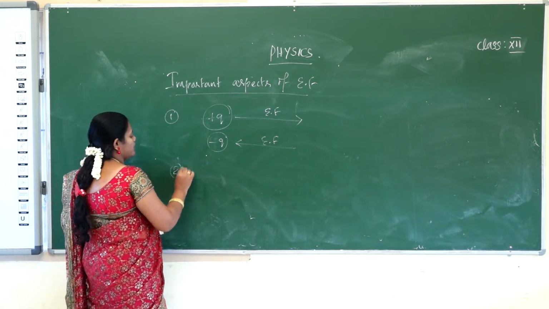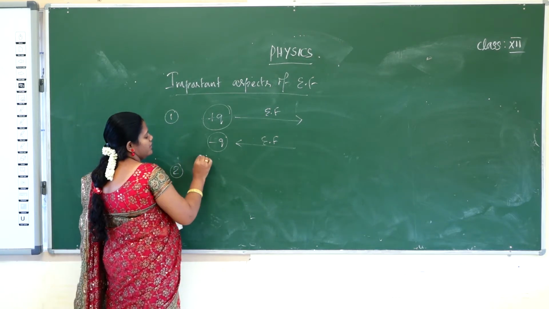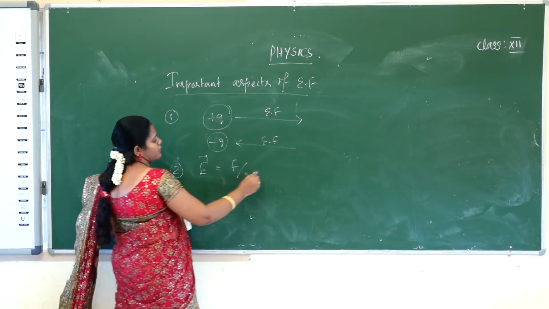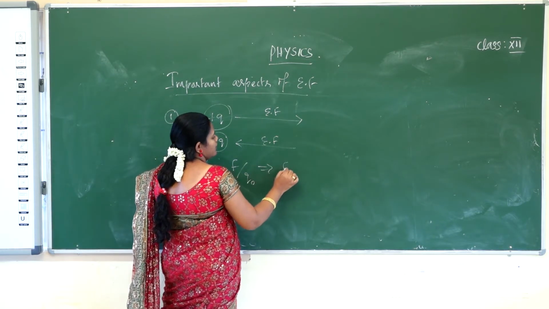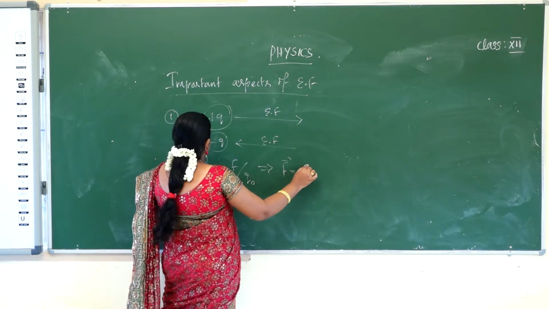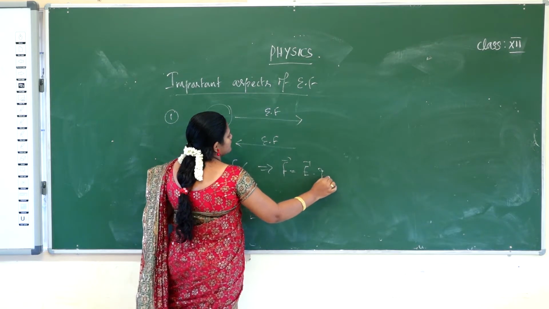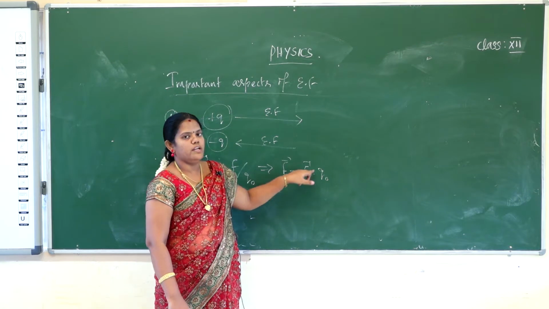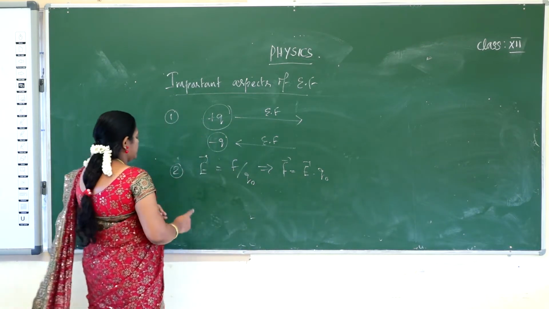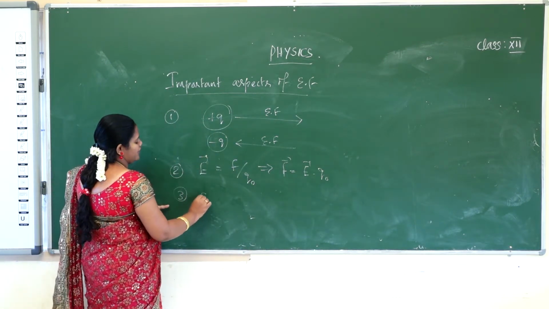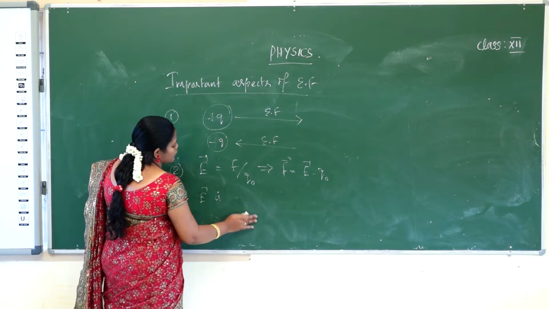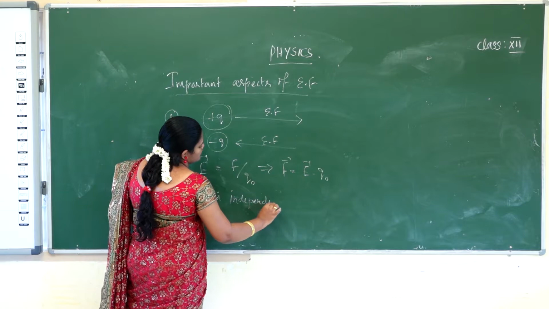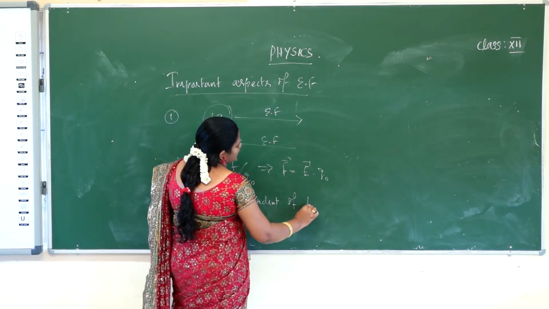And the second one: what's the formula for electric field? E vector is equal to F by Q naught. So the force formula is F equal to E vector times Q naught. So force is equal to the multiplication of electric field and test charge. And the third one is, electric field is independent of the test charge Q naught.